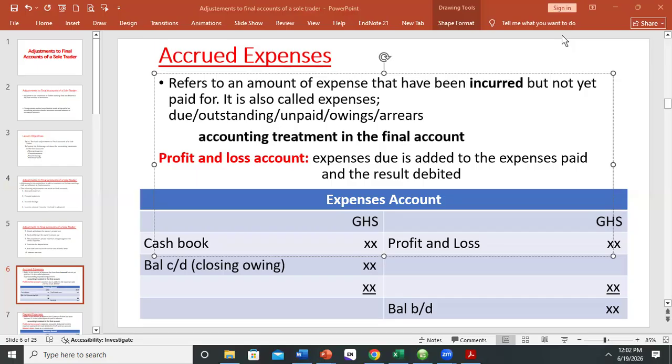Now, how do you adjust for these in the final account? And that is the bone of contention. Okay, that's the bone of contention. So let's look at it. We are saying that in the final account, the first place you think about is the profit or loss account. In the profit or loss account, we are saying any expense due or outstanding should be added.